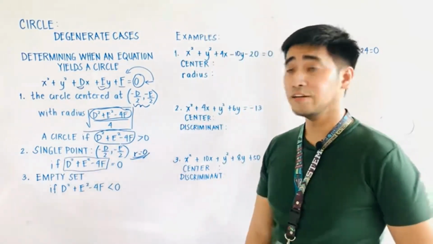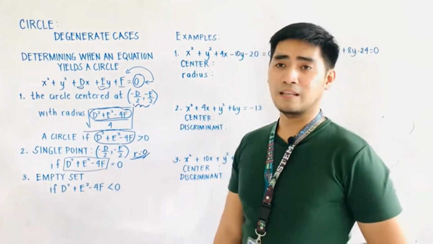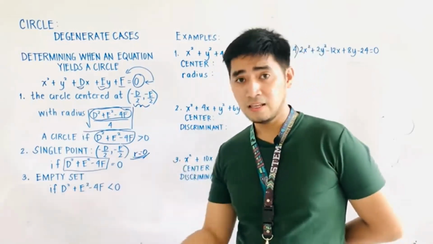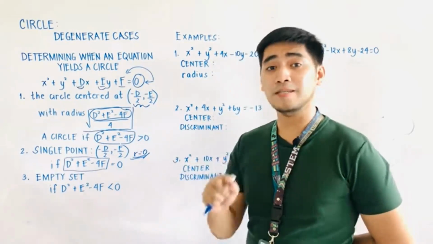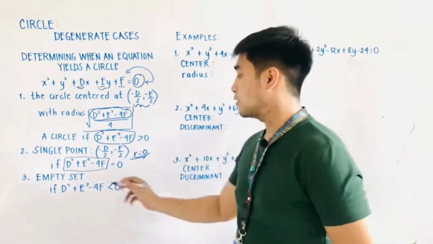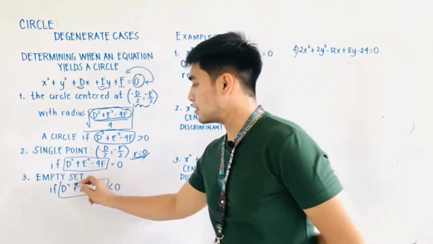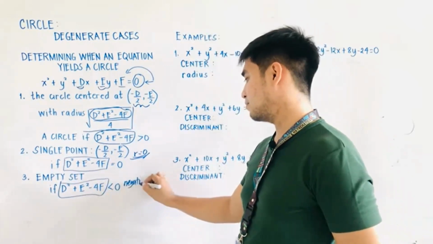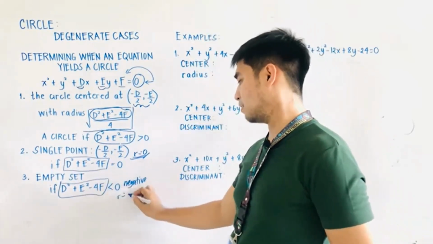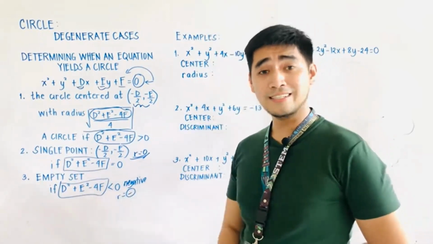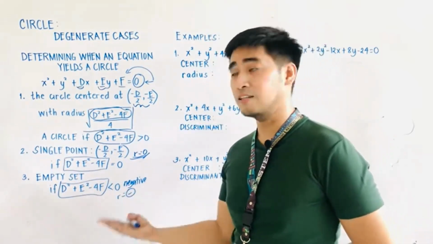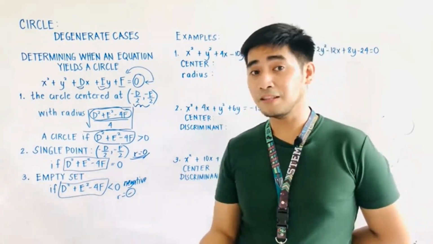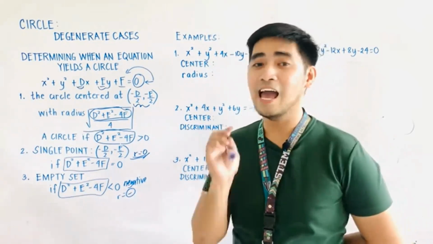And for the last degenerate case, we'll be having the empty set. So how do we know if the given is just an empty set? By again using d squared plus e squared minus 4f. If the computed value of d squared plus e squared minus 4f is less than 0, or the value that you got is negative, therefore, we will be calling this an empty set. That is the degenerate case of a circle. So it will be a single point, an empty set, or really a circle.